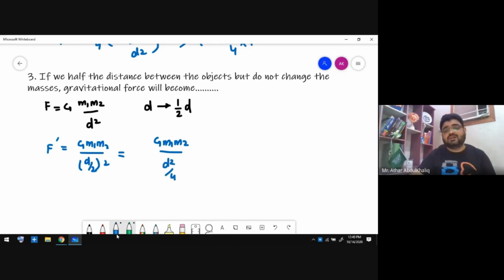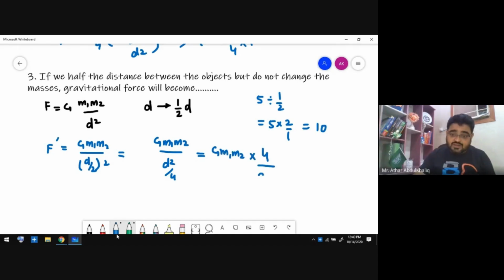Now you know that if it is written 5 divided by 1 over 2, what do you do? You multiply it by 2 over 1 and your answer is 10. 5 divided by half is 10. Similarly, here the fraction means division. So it means you will write G m1 m2 times 4 over d squared.